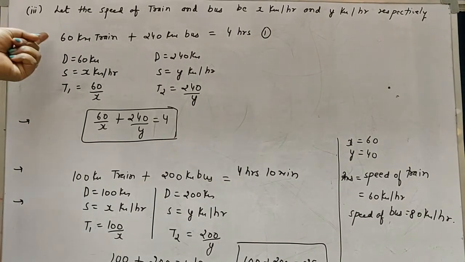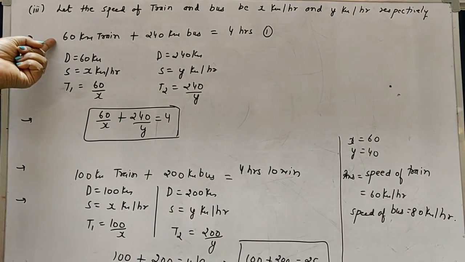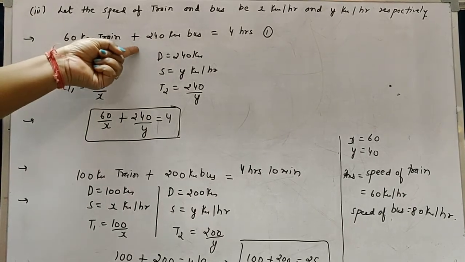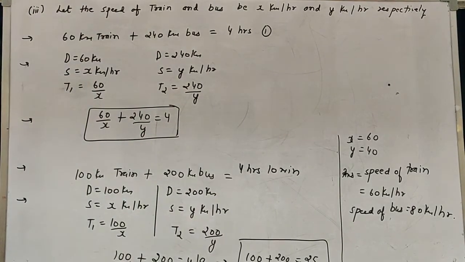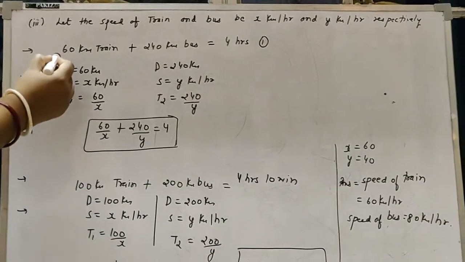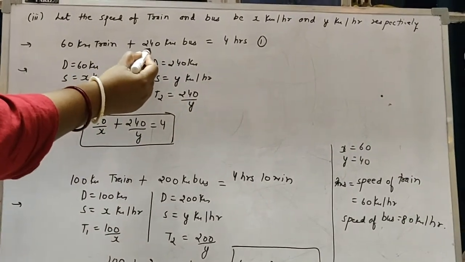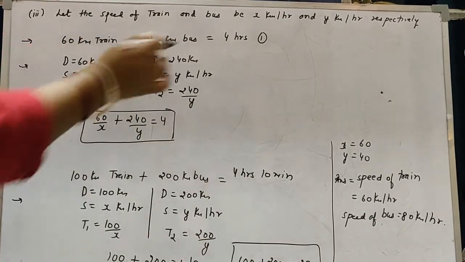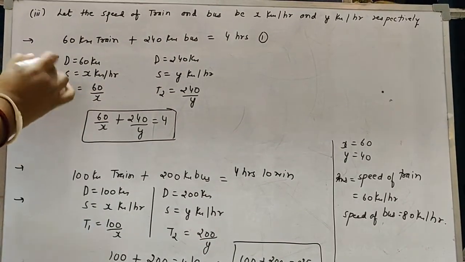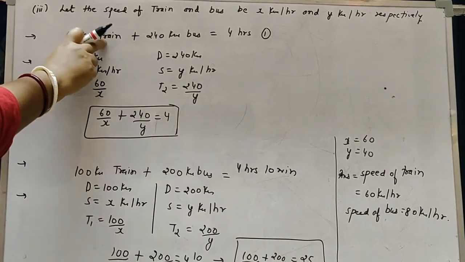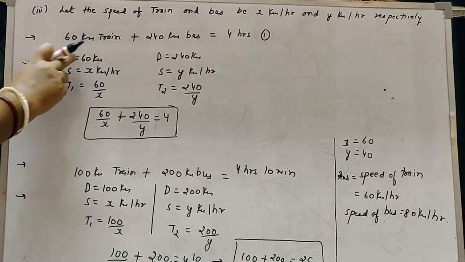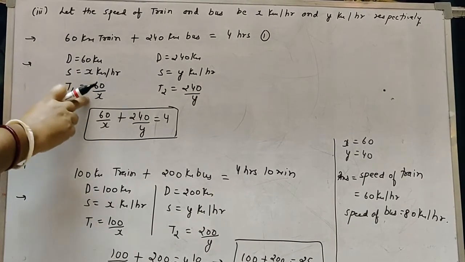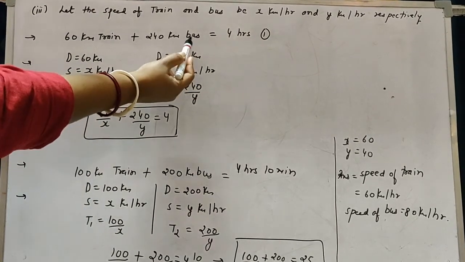Now look, the first condition given to you is that the time taken for 60 km by train plus 240 km by bus equals 4 hours. That is T1 plus T2 equals 4 hours. This way you can suppose. Now right now I'm talking about the train case. The distance is how much? 60 km. Your speed is x. So how much time does it take? 60 upon x.